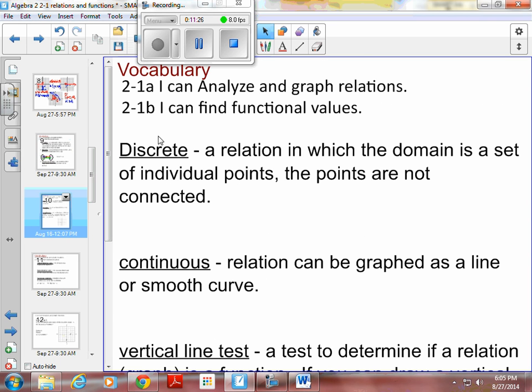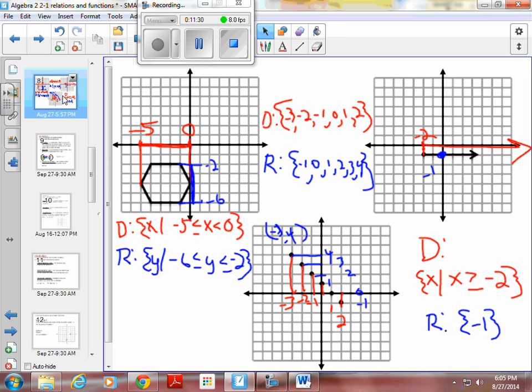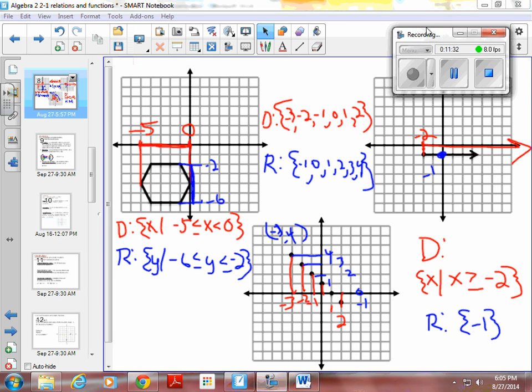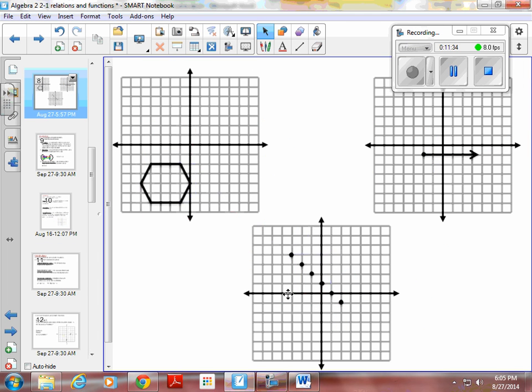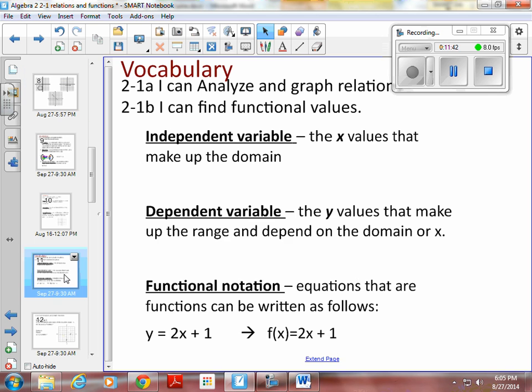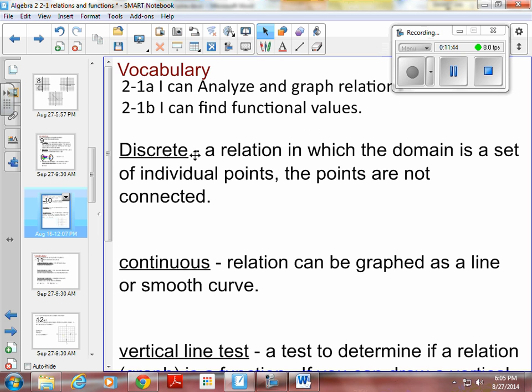Then we get discrete and continuous. So a graph, that goes back to here, and let's clean this one up again. This graph here is considered discrete because it's got individual points. Okay, anytime you've got to lift your pencil to get to the next point, it is considered to be discrete. So a relation in which the domain is a set of individual points. You have to lift your pencil in order to graph a discrete graph.